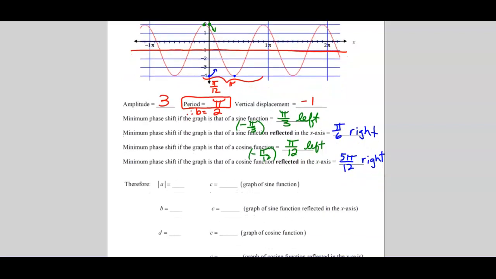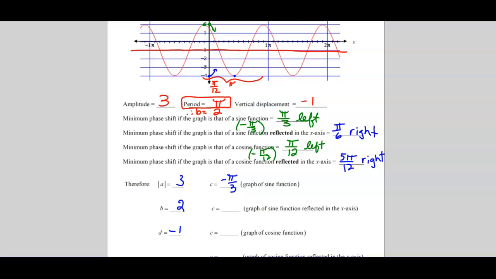Okay, so what are our values of A, B, and C then? The absolute value of the amplitude is 3. B, we already calculated, is 2. D is negative 1. And then these are the C values that correspond to what we filled in here. So C, if we're doing a transformation on the regular sine graph, C is negative pi over 3.